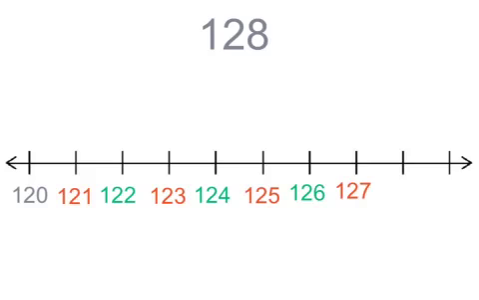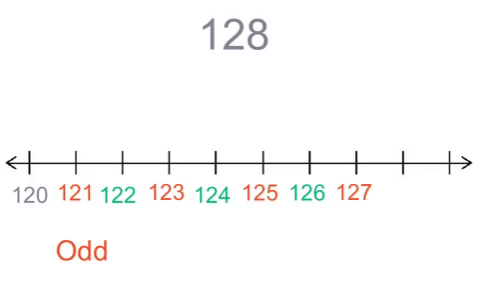Here's our number line, which right now goes to 127. We need to add 128. The numbers are different colors to help us know the difference between even numbers and odd numbers. What kind of number are the red numbers? 121, 123, 125, and 127. Are those even or odd? If you said odd, you are correct. Numbers that end in 1, 3, 5, 7, or 9 are odd numbers.